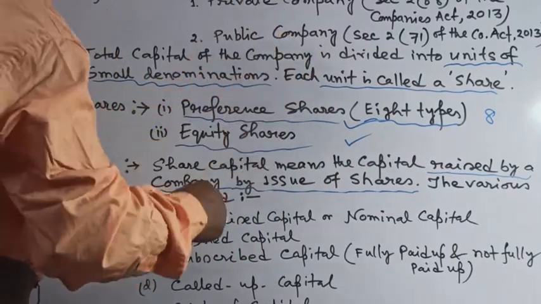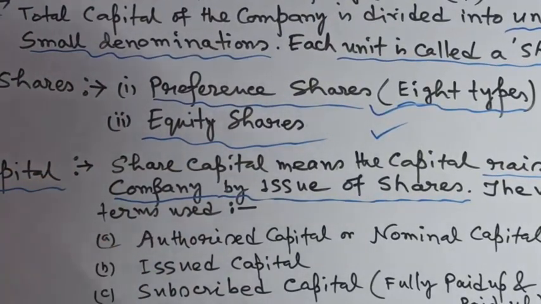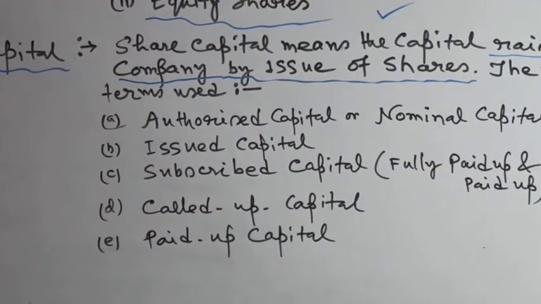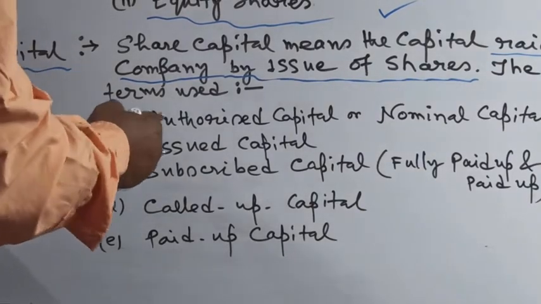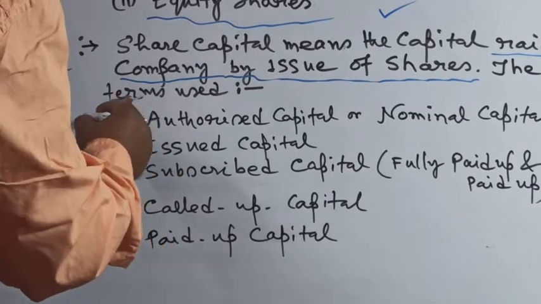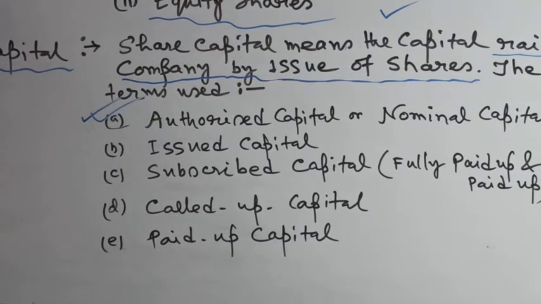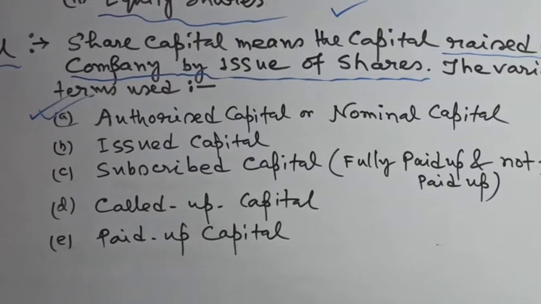There are various types of capital: authorized capital, issued capital, subscribed capital, called up capital and paid up capital. First, authorized capital, also called nominal capital or registered capital. When a company is started, its memorandum of association specifically mentions its capital during the lifetime of the company. This is the maximum capital for which a company is authorized to issue shares during its lifetime.